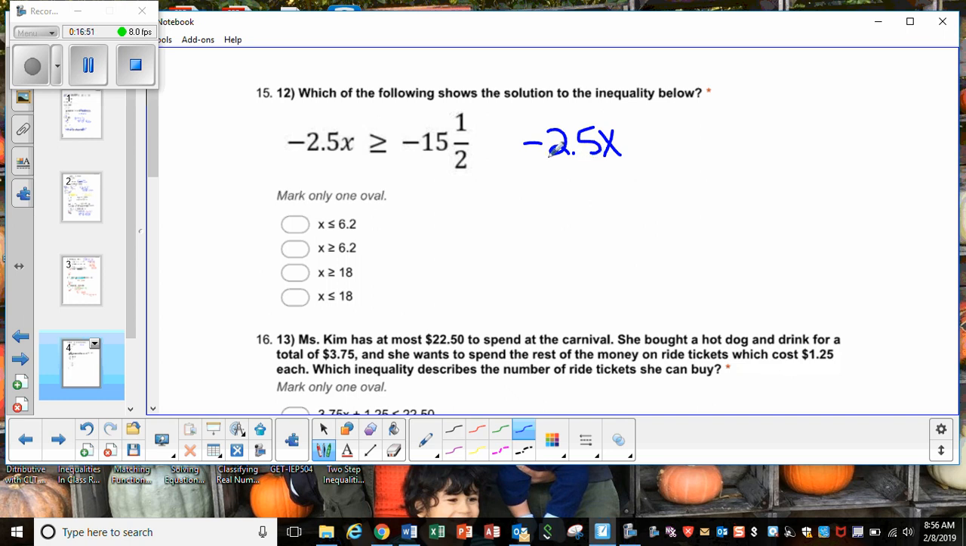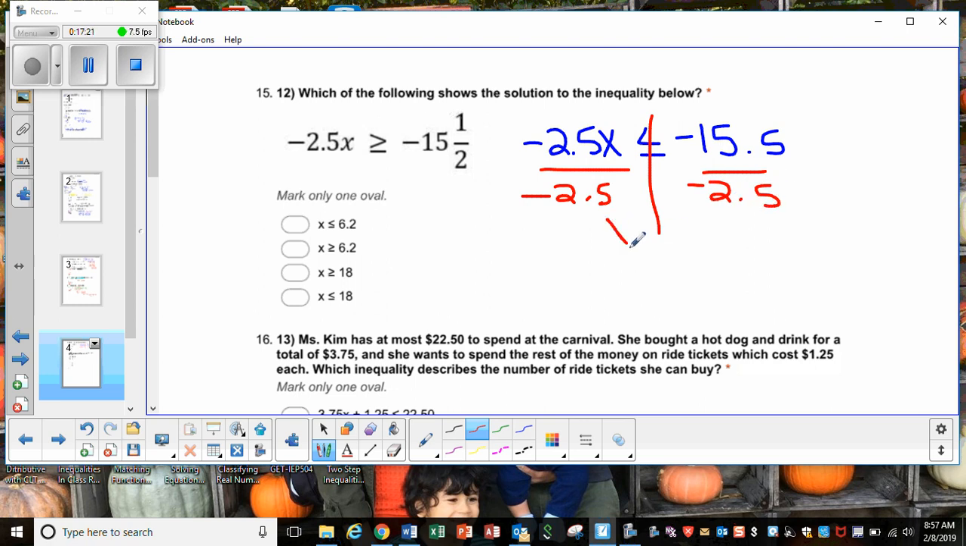Because this is a negative coefficient, the first thing I'm going to do is flip the direction of the inequality. And then the second thing I'm going to do is make these consistent. So I'm going to change negative 15 and 1/2 to negative 15.5 because I know that 1/2 is the same as 0.5. So this is just a one-step inequality, so I need to do one thing to get x by itself. So I'm going to divide each side by negative 2.5.